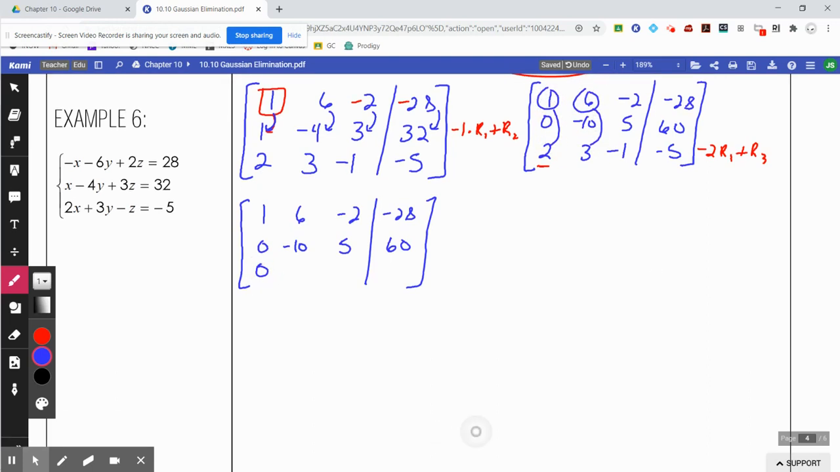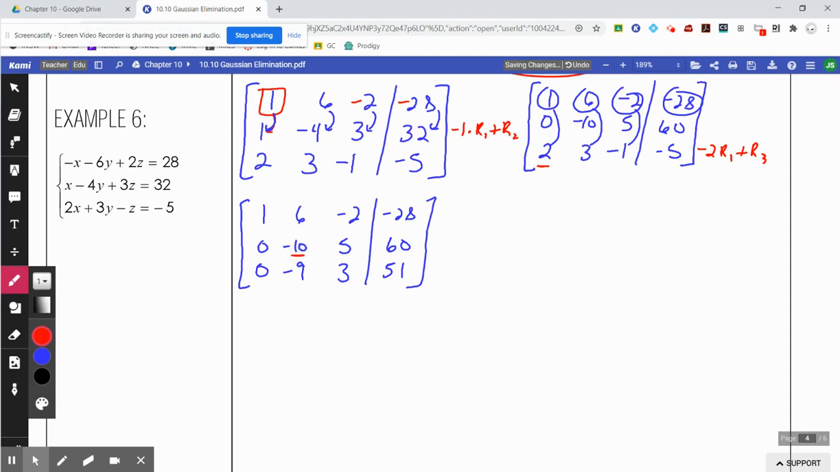That's -12 and 3, which is -9. Multiply by -2, that's 4, and add gives you 3. Multiply by -2 is 56, and -5 is 51. Next step, we always want to make, let me change colors. We want to make this a 1.